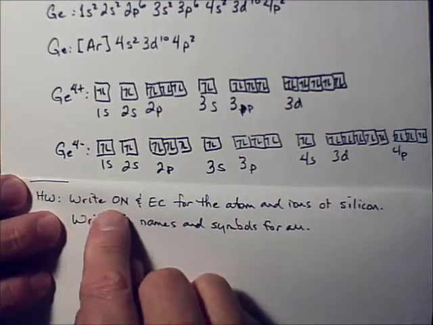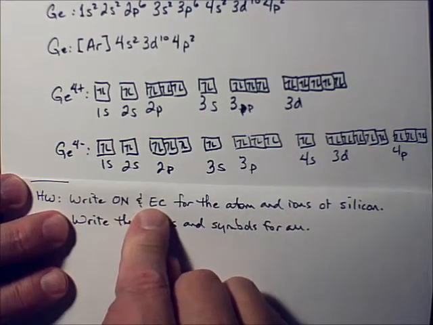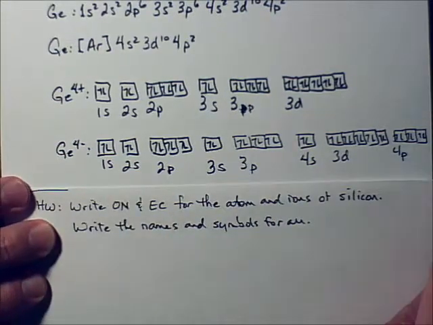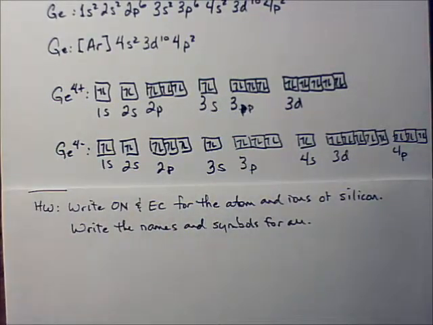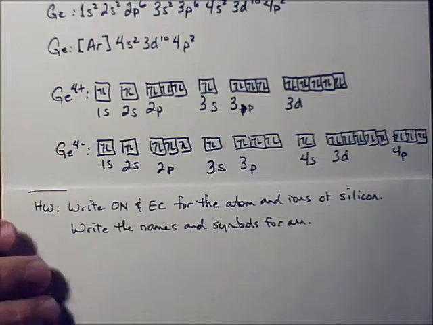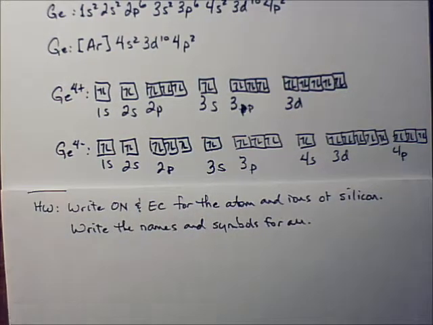ON just means orbital notation. EC is electron configuration. Write the orbital notation and electron configuration for the atom and ions of silicon. Then write the names and symbols for all. Positive ions are just called ions. Negative ions, you change the ending to IDE.